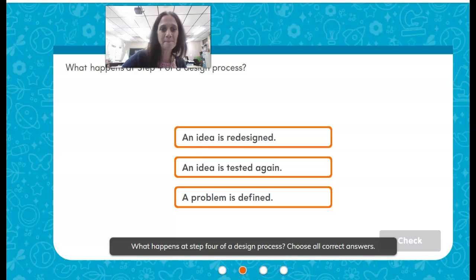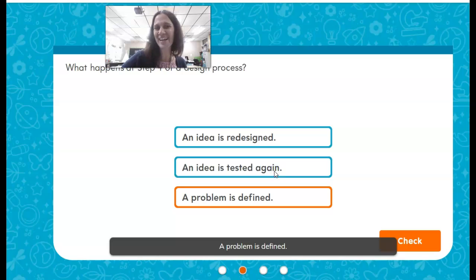What happens at step 4 of a design process? Choose all correct answers. An idea is redesigned. An idea is tested again. A problem is defined. We have to redesign it. We try it again to make it better. And then, of course, we have to test it again to see if that one worked. And of course, if it didn't work that time, do we just give up? No, we would go right back to this redesigning until we got it to work.